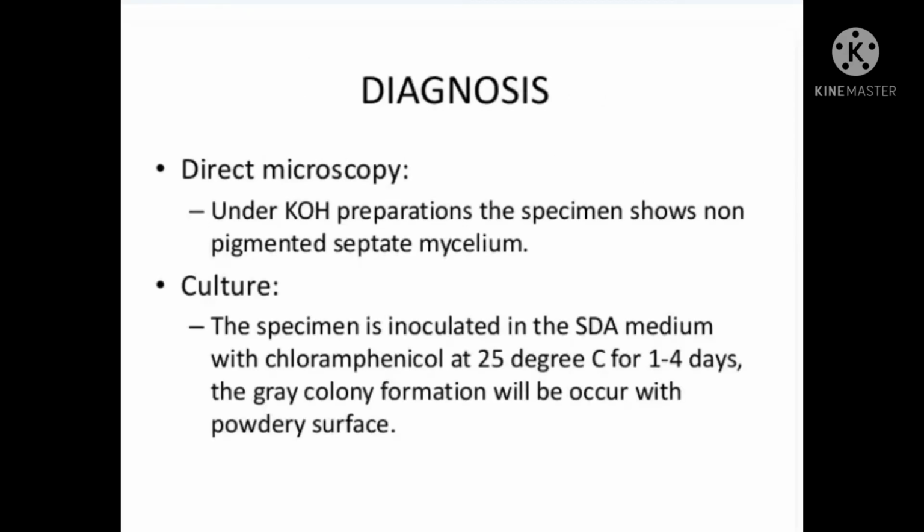So it can be diagnosed by the following methods. First one is direct microscopy. Under KOH preparations, the specimen shows non-pigmented septate mycelium. Second, by culturing. The specimen is inoculated into SDA medium, that is a type of agar medium, with chloramphenicol at 25 degrees Celsius for 1 to 4 days. Grey colony formation will be observed with a powdery surface.